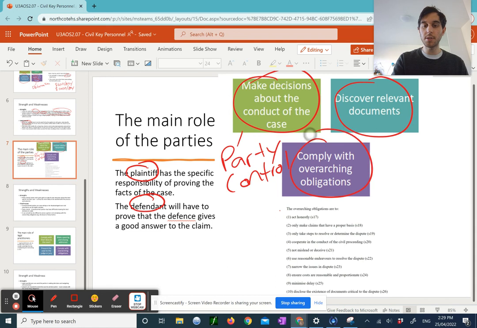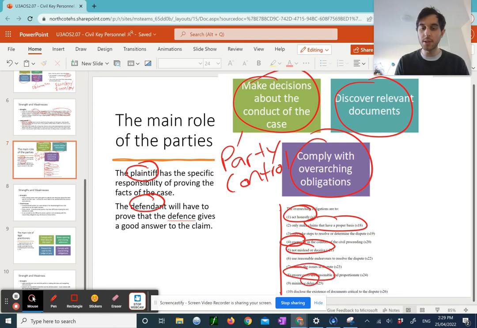And finally, the parties have to comply with what we call the overarching obligations. Now, these are certain obligations or requirements that you have to the court to act in an honest way. You can see here, I've put them down here. There's 10 of them. They're sort of like the 10 commandments of being a good party in a civil dispute. You have to act honestly. You shouldn't be making claims that are unreasonable. You should cooperate with the other side. You shouldn't mislead or deceive. You should try and make sure that costs remain reasonable, that you're not delaying things, that you disclose all of the relevant documents. So these are the obligations you have, basically to be a good party, to make sure that the case is going to run smoothly.